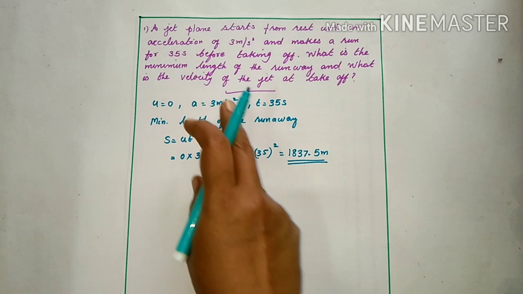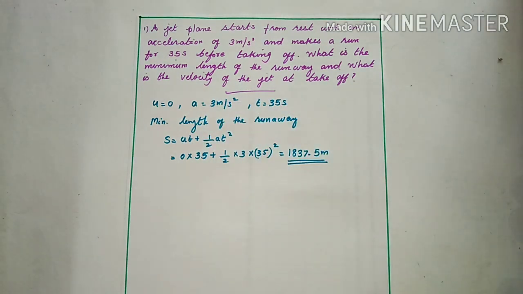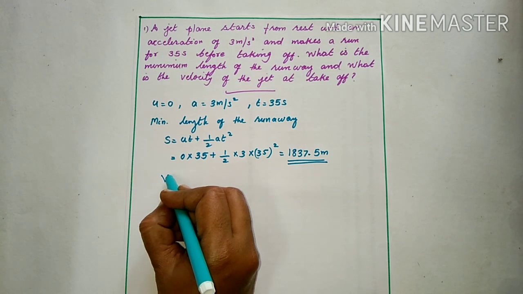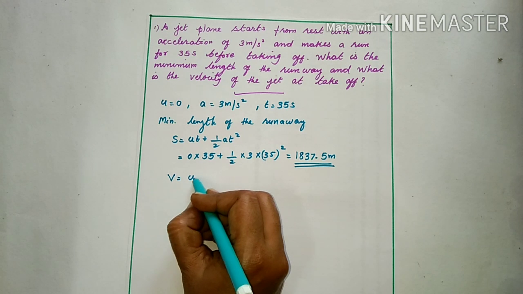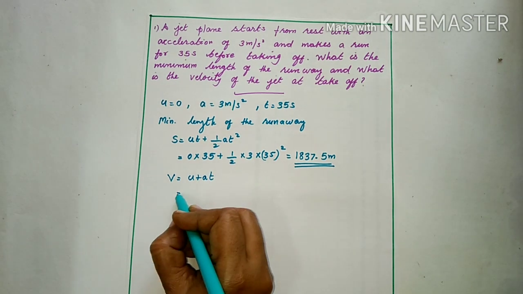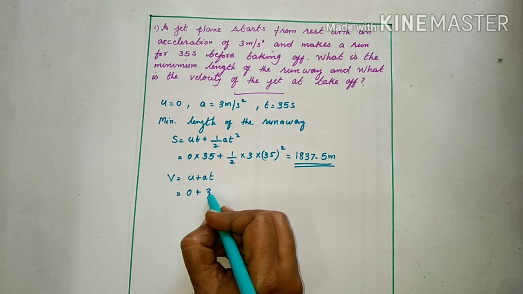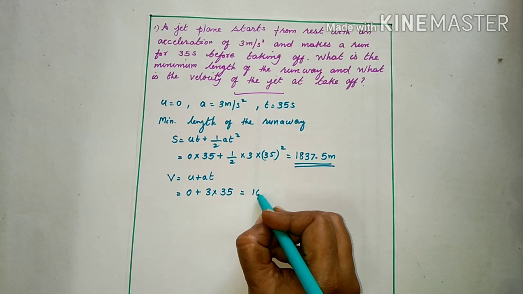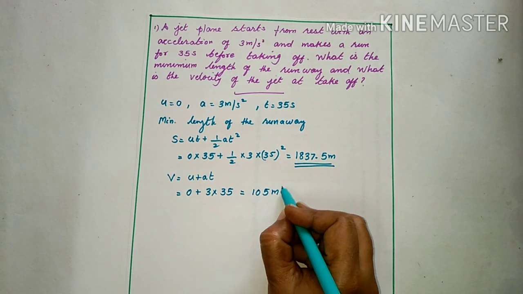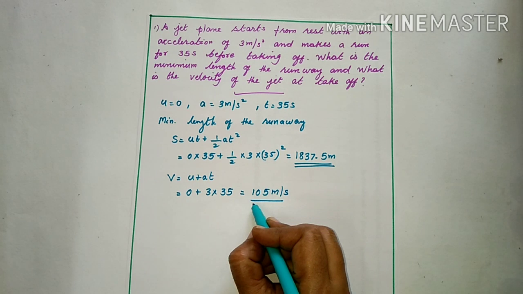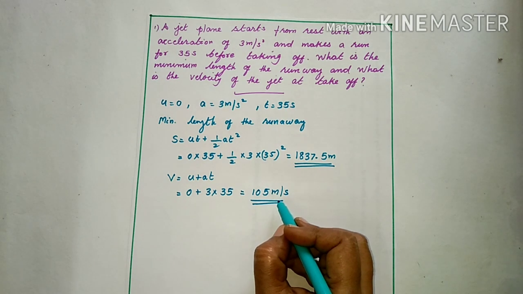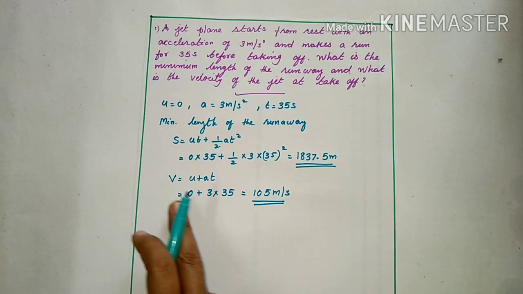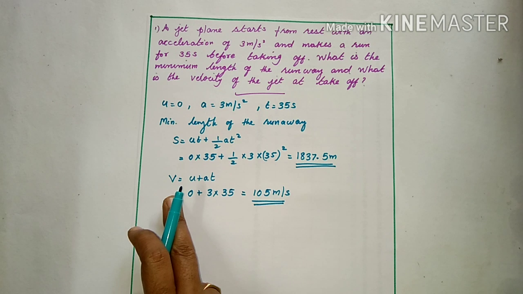Then the second part: what is the velocity of the jet at takeoff? That is the final velocity. So we can write the formula v equal to u plus at. What is the u here? That is 0 plus 3 into 35. So you will get the answer 105 meter per second. This is the velocity at the takeoff. So using the kinematic equation, we can calculate the minimum length of the runway and the velocity of the jet at takeoff.